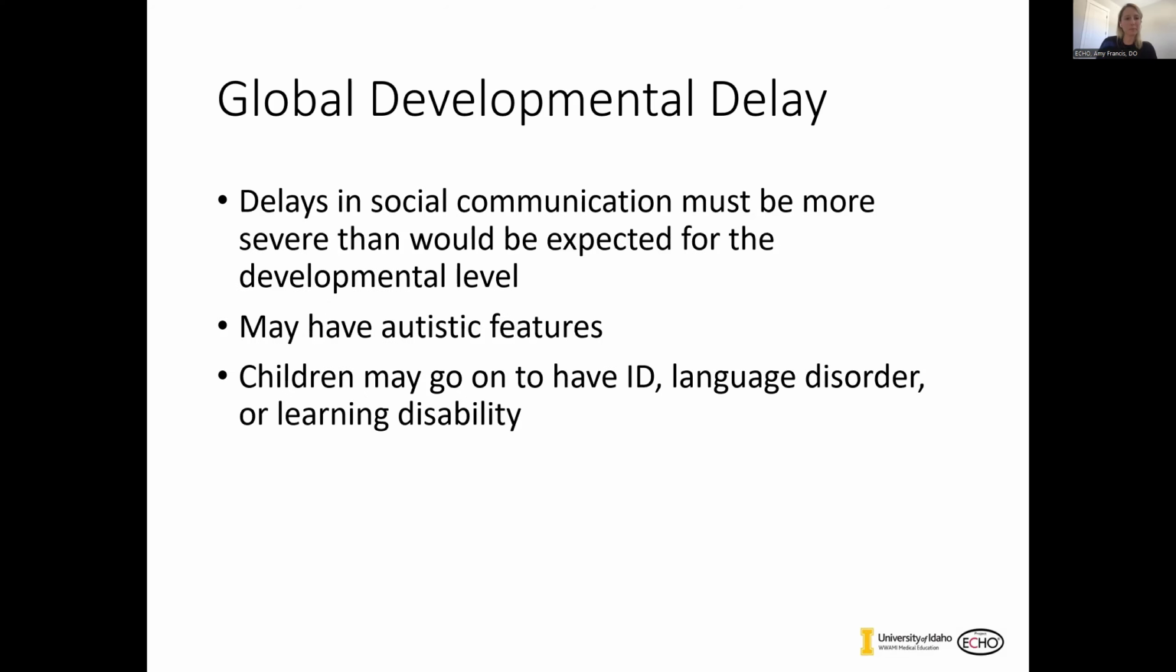Next slide. Oftentimes, children with global developmental delay will have delays in social communication. Remember, these delays need to be less than what would be expected for the developmental level, okay? They also sometimes have autistic features like stereotypies or repetitive behaviors. And as I mentioned, many will go on to have intellectual disability, but oftentimes kids may present later on with learning disabilities, speech and language disorders, ADHD even can be a later diagnosis. Next slide.